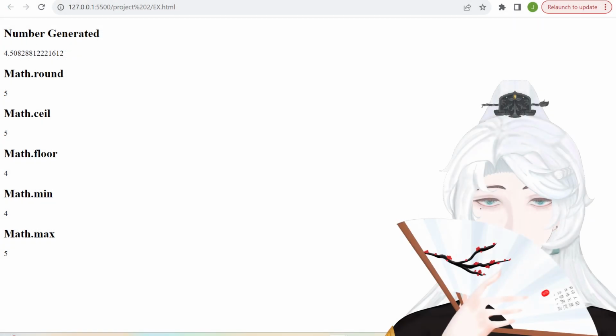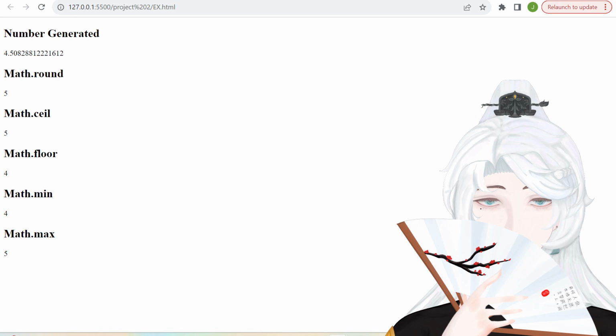The number generated was different from the past example. For this one, we'll just say 4.5 for short. So when rounded, it will become 5, and then using ceil, it'll also be 5. But then when using floor, it'll be 4.